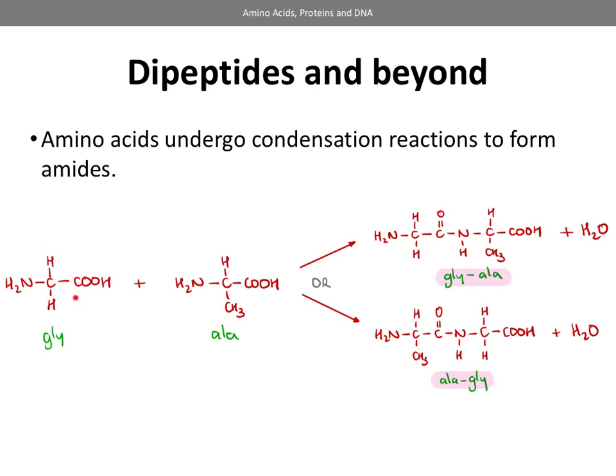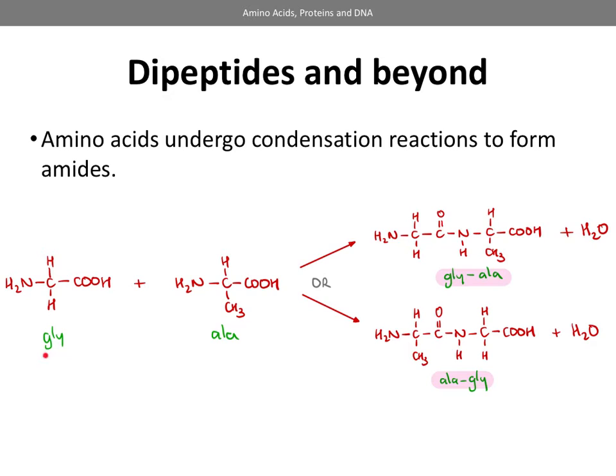So it could be the carboxylic acid end of glycine and the amine end of alanine. That is one possibility, and that is what we've got at the top here. Or equally, it could be the carboxylic acid end of alanine and the amine end of glycine, which is what we've got at the bottom here.